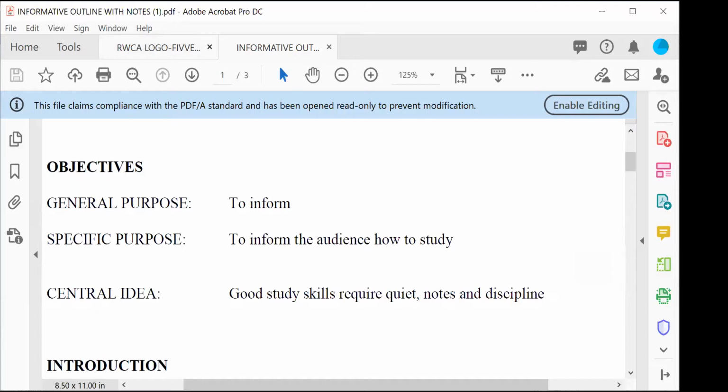Central idea says good study skills require quiet, notes, and discipline. So we see that the three main points here are talking about quiet, notes, and discipline. If this sentence were longer and went to two lines, you would not type under Central Idea. You would tab over and type under "good." That makes sense, you all? Hope so. That's for your objectives.